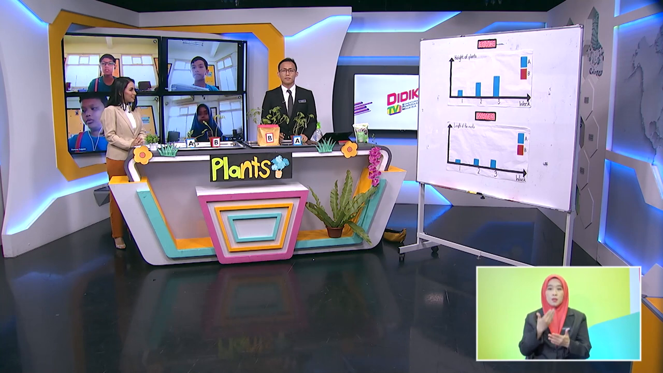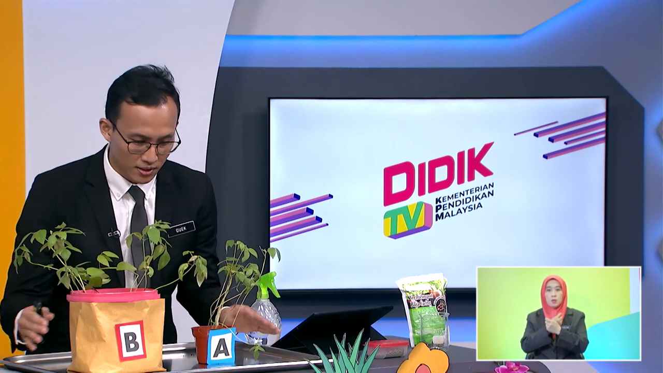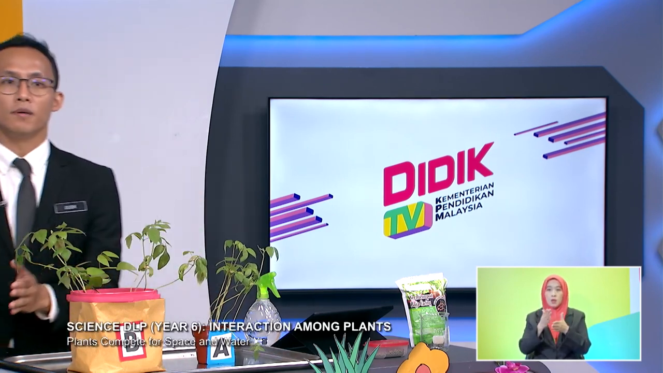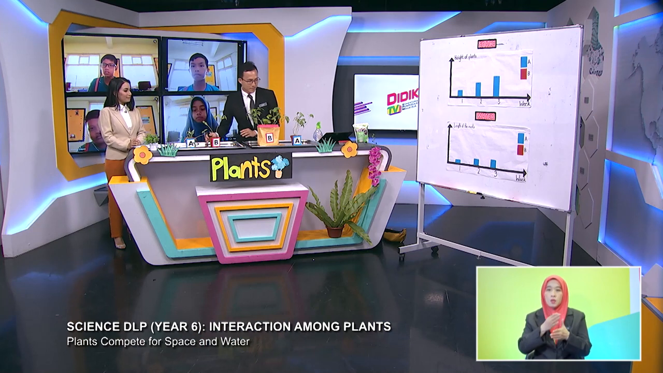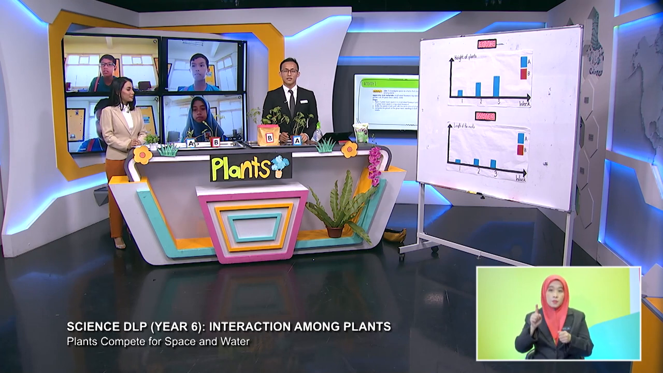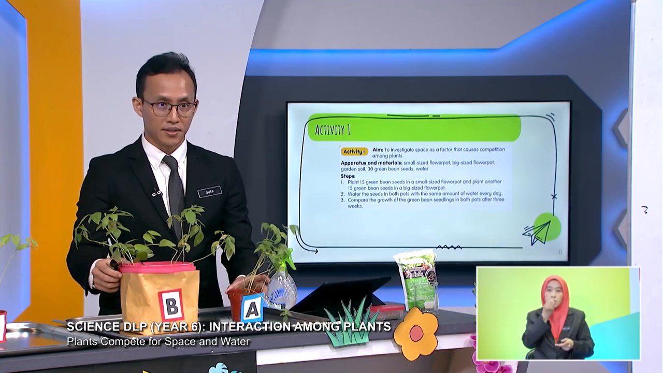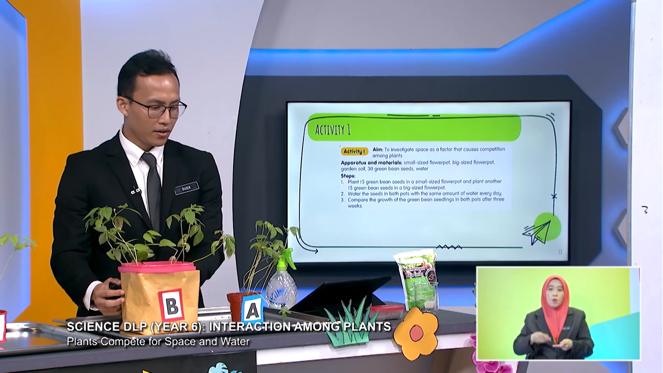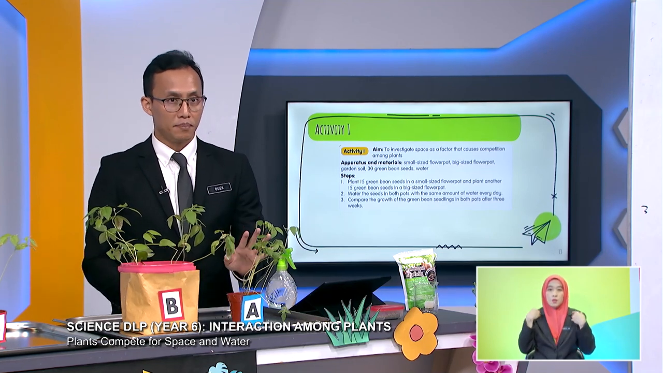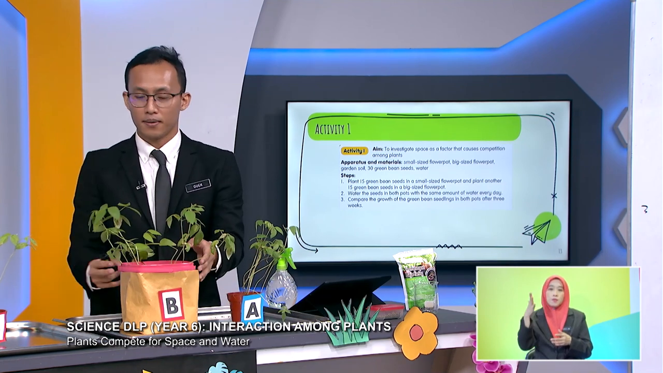So, in this segment, we are going to have 2 activities. The first activity is about competition for space, which is this experiment. And then we have competition for water. For activity 1, you need one small-sized flower pot and one big-sized flower pot as shown here. We have 15 green beans planted inside here, and also 15 green beans planted inside here as well.